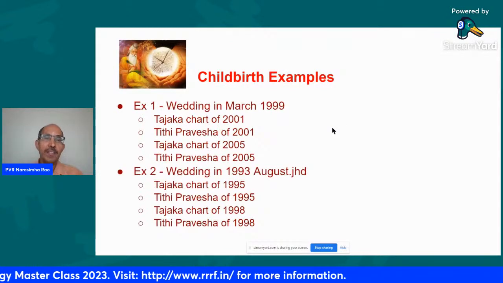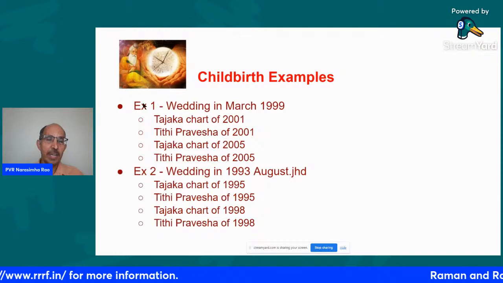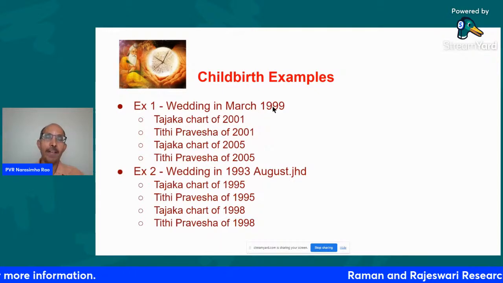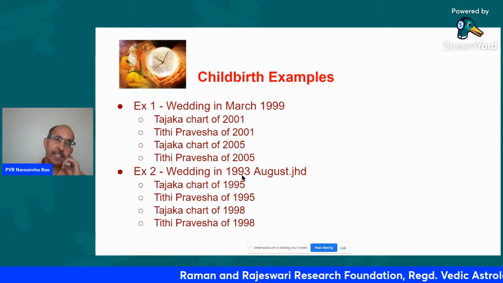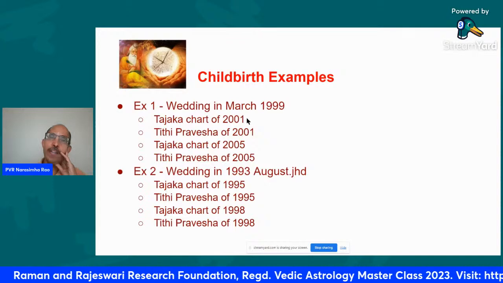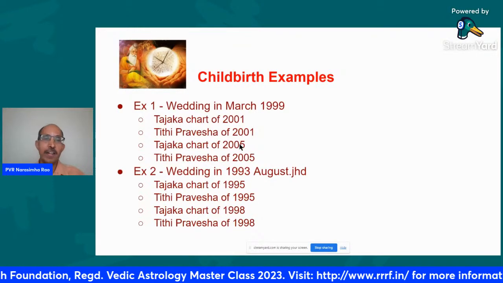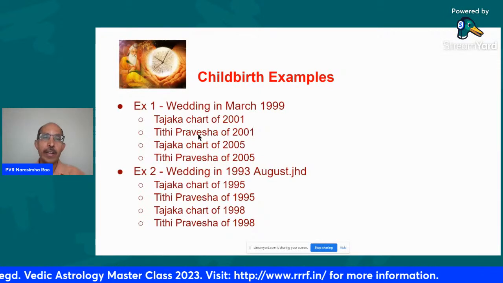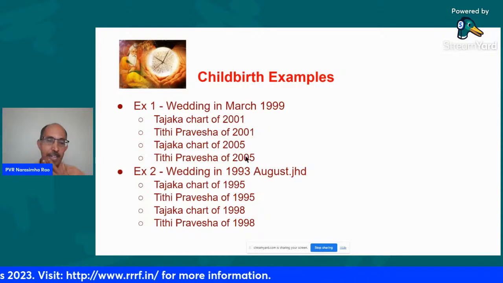So what I will do is, I have a couple of charts that I will show. Example 1, the wedding happened in March 1999, and example 2, the wedding happened in August 1993. For the first chart, the 1999 chart, we will see the 2001 annual chart and the 2005 annual chart, both Tajika and Pravesh. During that year there was a childbirth, and then in 2005 again there was a childbirth.